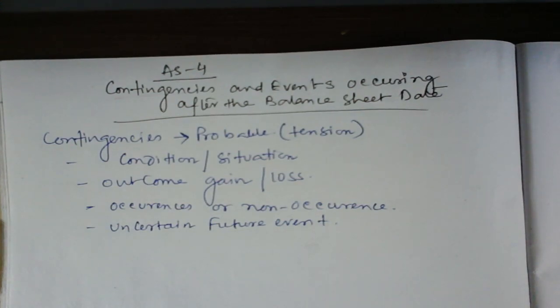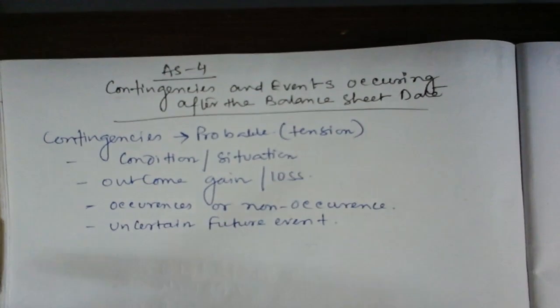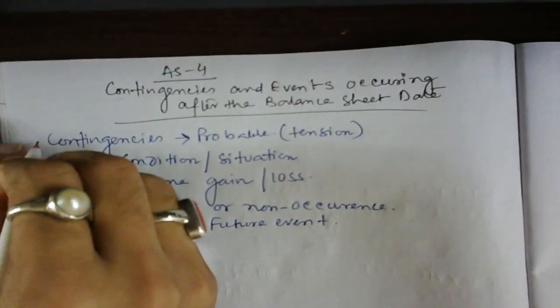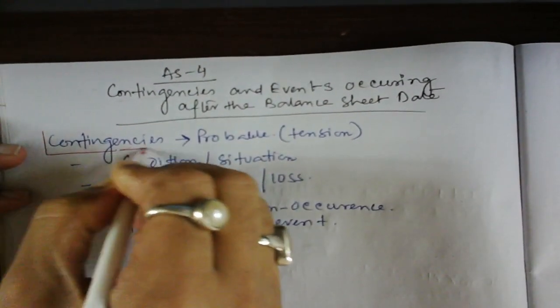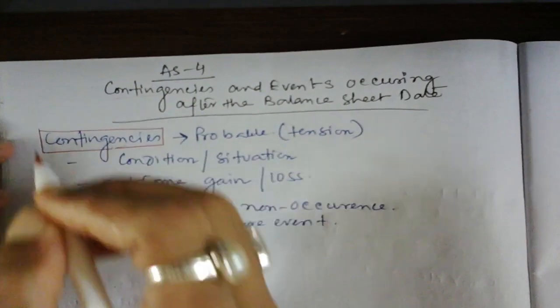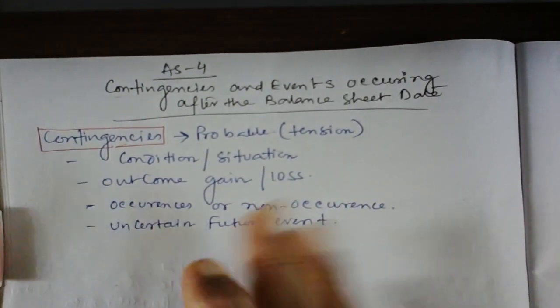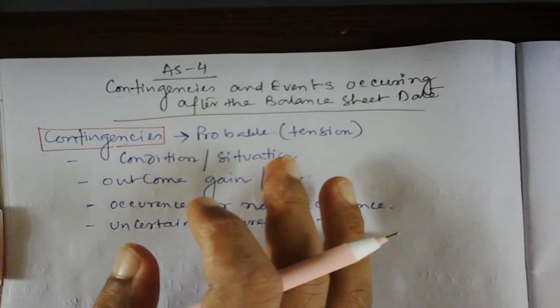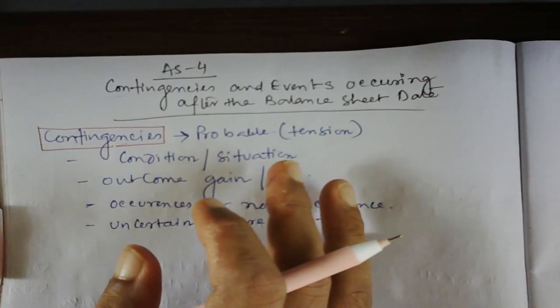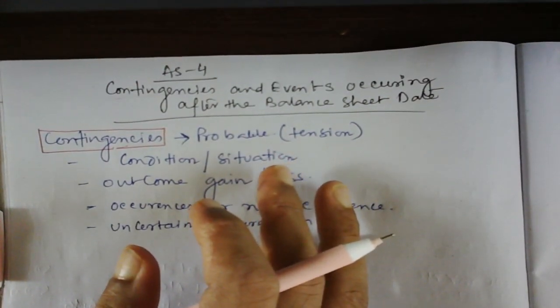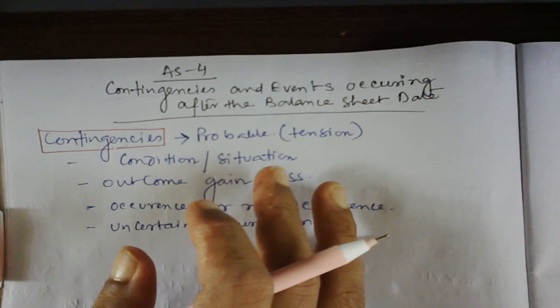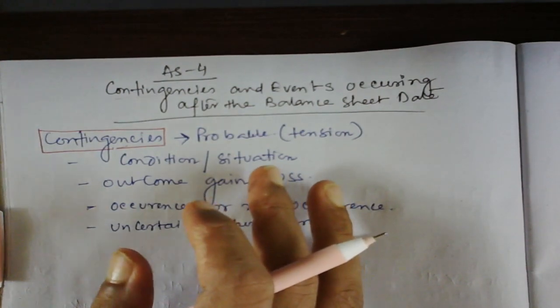So this is what contingency is, and I am talking about contingency very first because if you don't know the contingency, you are not able to identify which type of event it is and how we are going to solve it. This is the very first thing that you need to know, the contingency first. That's a very important thing.